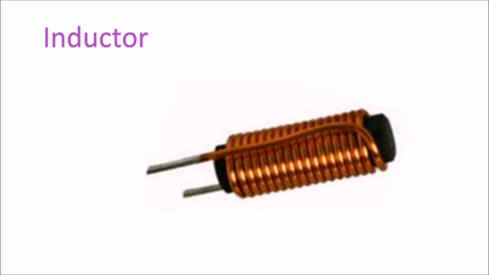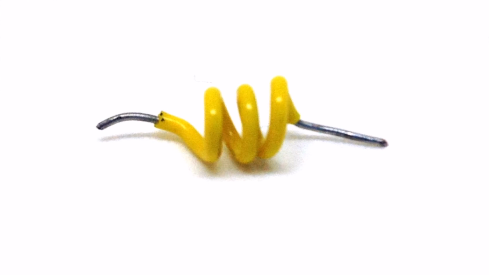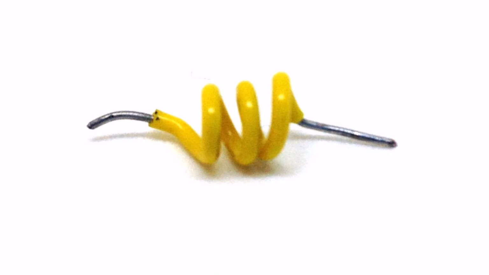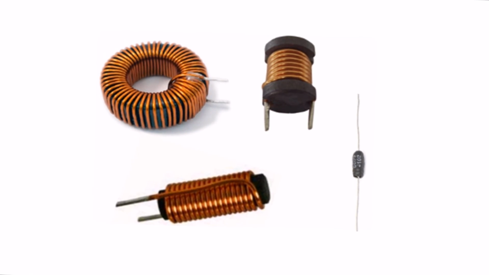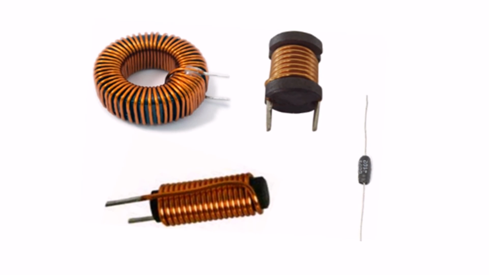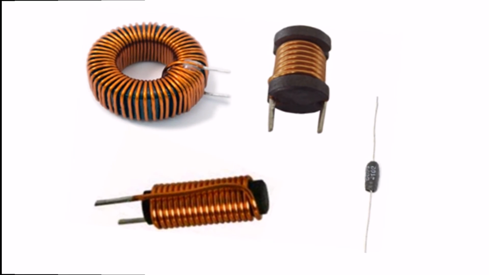Inductor. Inductors are a bit weird. It's just a coil of wire and you can make one yourself by making some loops out of a wire. Sometimes they're wound around a metal core of some sort. They are often used in filters.